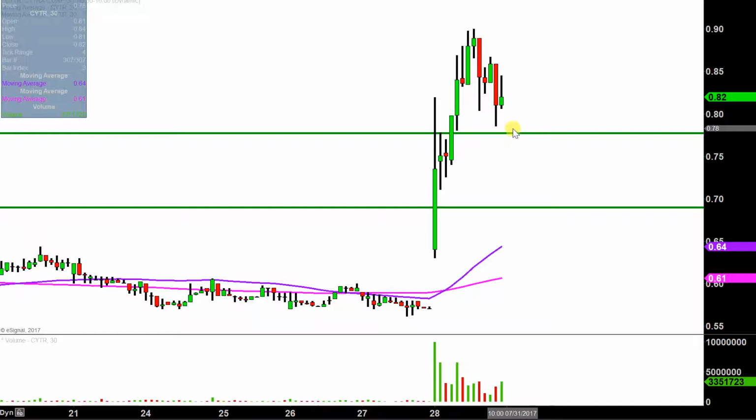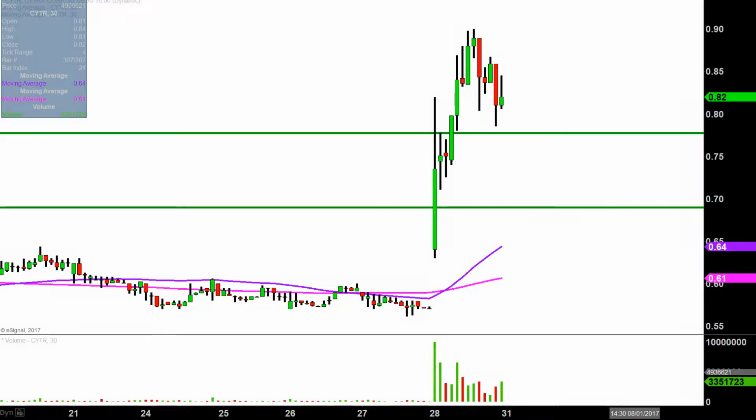Again, if that doesn't hold, still plenty of other areas of support, including that 69-cent level that we already talked about, and then of course you have the 50-period simple moving average. But I'm not going to really talk about that one, given that the price is still way up there and the moving average is currently down at that portion of the chart.